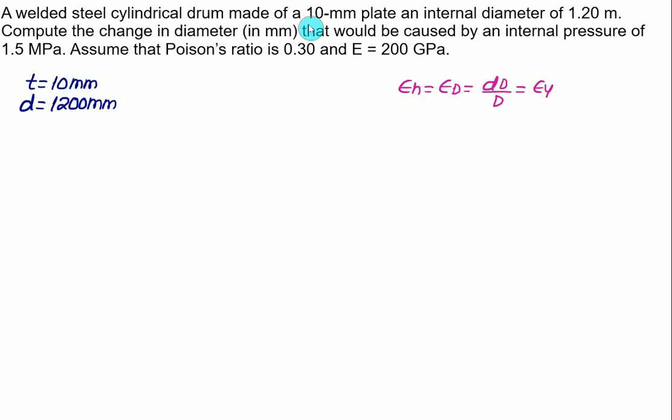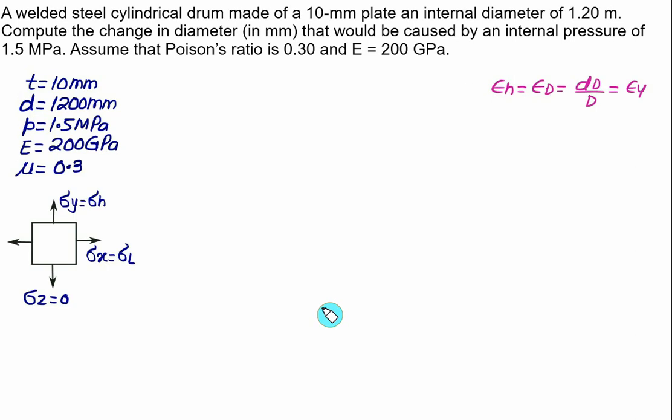Thickness is given as 10 mm and the internal diameter equal to 1.2 m is 1200 mm, and the internal pressure P is given, that we will treat as a gauge value, 1.5 megapascal. In addition to this, we have given the Young modulus and Poisson ratio. For all the problems, you always follow a standard procedure. First, draw the state of stress. We have sigma x equal to sigma L, sigma y is same as the hoop stress, and the stress along the z direction equal to 0.